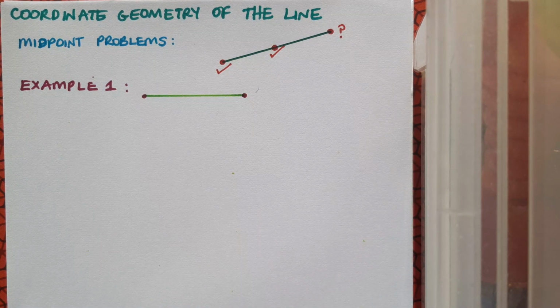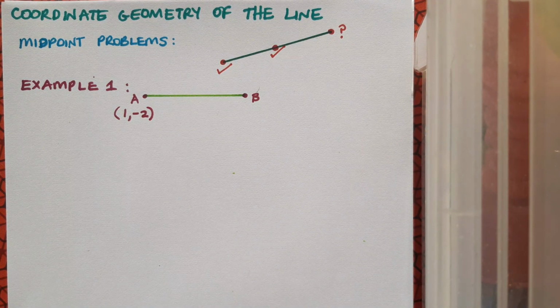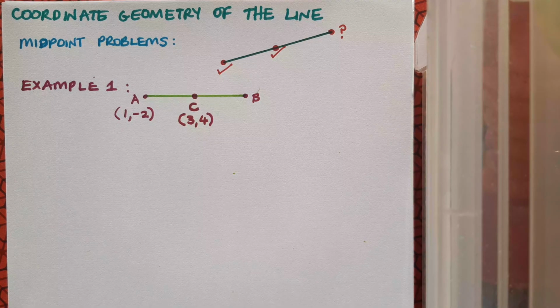So in this example, I've got a line segment and I'm calling its endpoints A and B. I know that A is the point (1, -2), but I don't know the coordinates of the point B. I do know the midpoint is the point C and its coordinates are (3, 4). And I want to find out the coordinates of that point B at the end. Well, even though I don't have numbers for B, I'm going to give it a name. I'm going to call it (x, y).